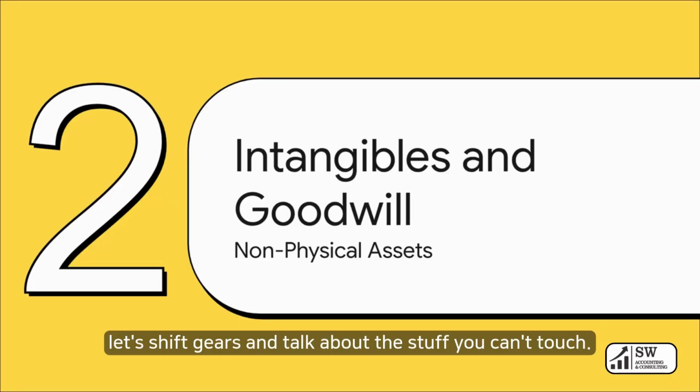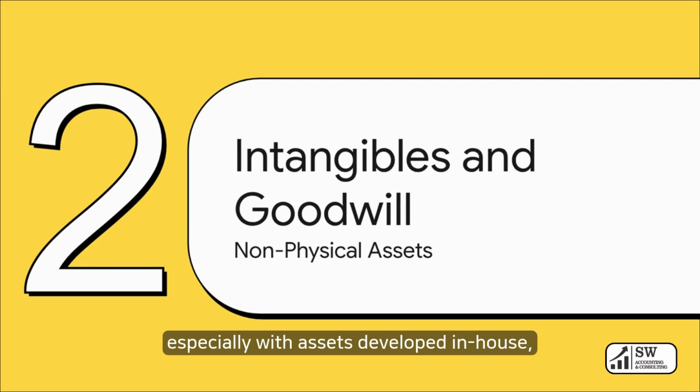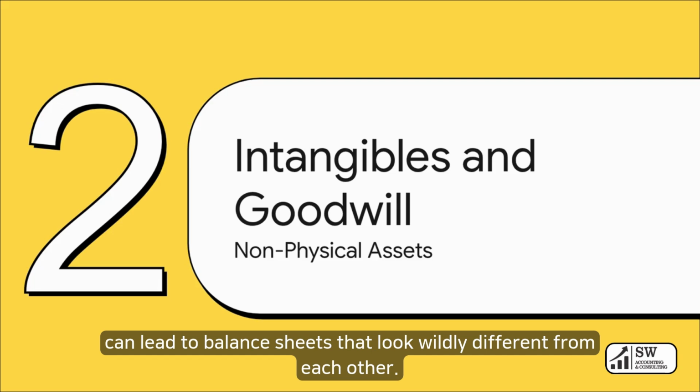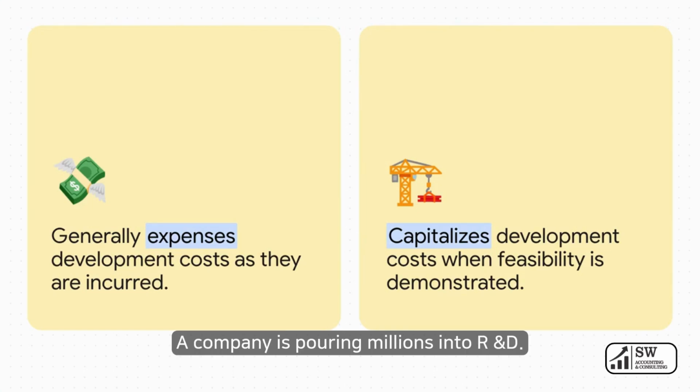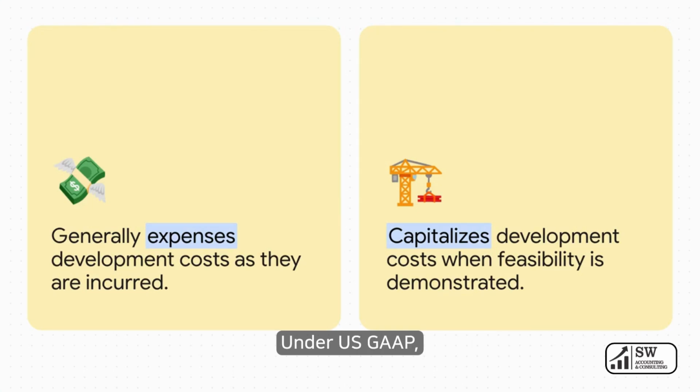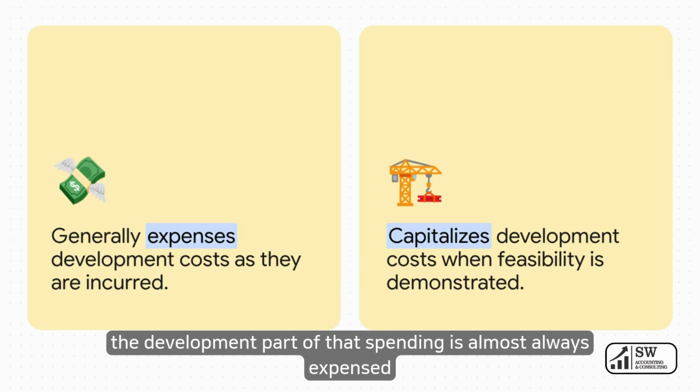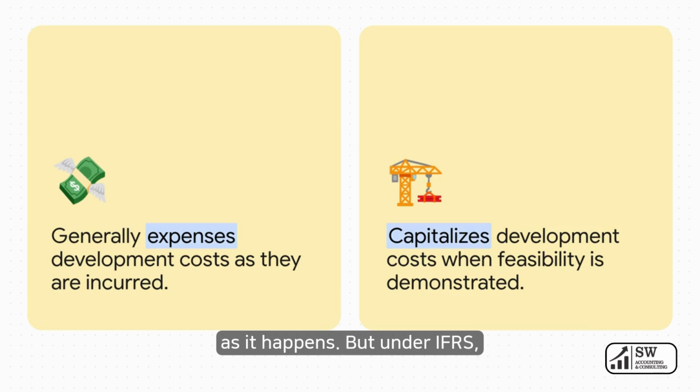Okay, let's shift gears and talk about the stuff you can't touch, intangibles and goodwill. The differences here, especially with assets developed in-house, can lead to balance sheets that look wildly different from each other. So picture this. A company is pouring millions into R&D. Under U.S. GAAP, the development part of that spending is almost always expensed as it happens.